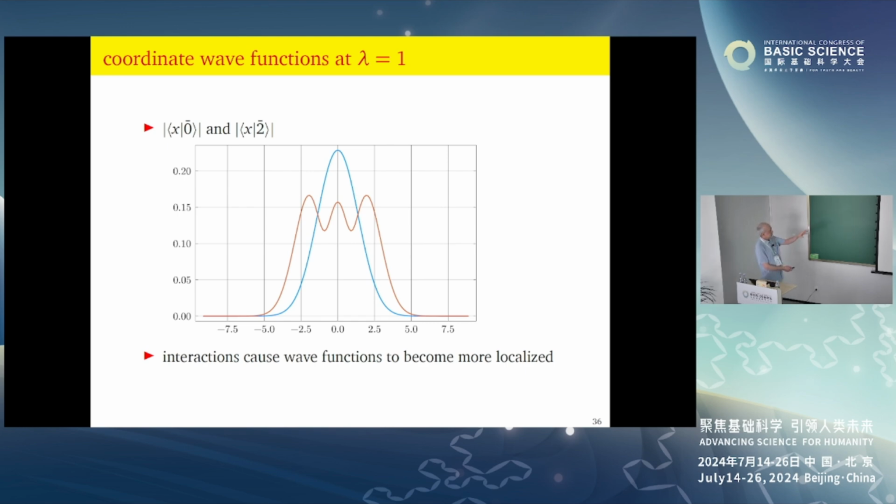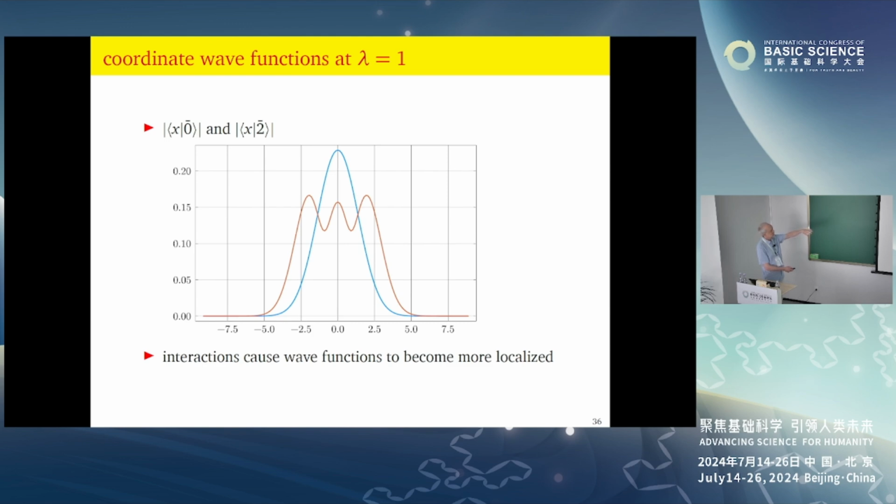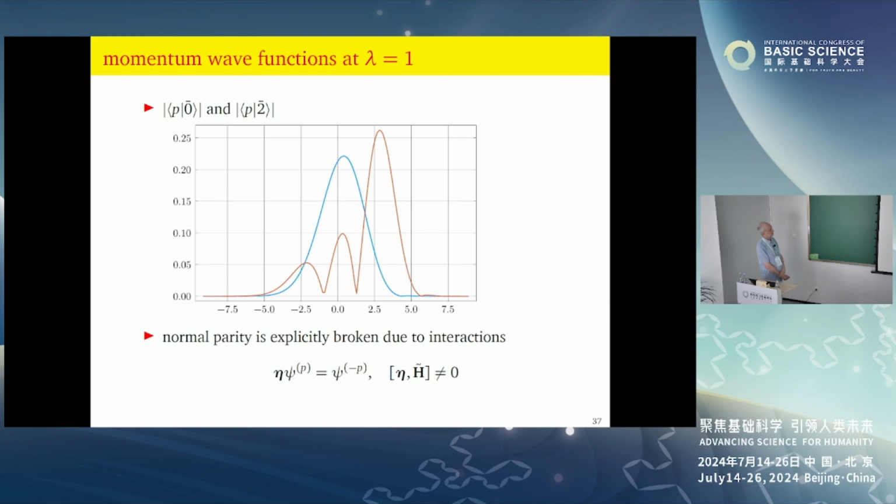Let's just compare these to the others. What's happened is the wave functions have become more localized. Now if you look at the momentum ones, you expect them to be more spread out. But you've already guessed that something else is happening and parity is being broken. Why is parity being broken? It turns out that eta acting on these momentum eigenvectors does just reverse the sign of H. And we've already said for these theories that eta does not commute with H. So this shows that whatever we're calling normal parity is being broken in the theory.